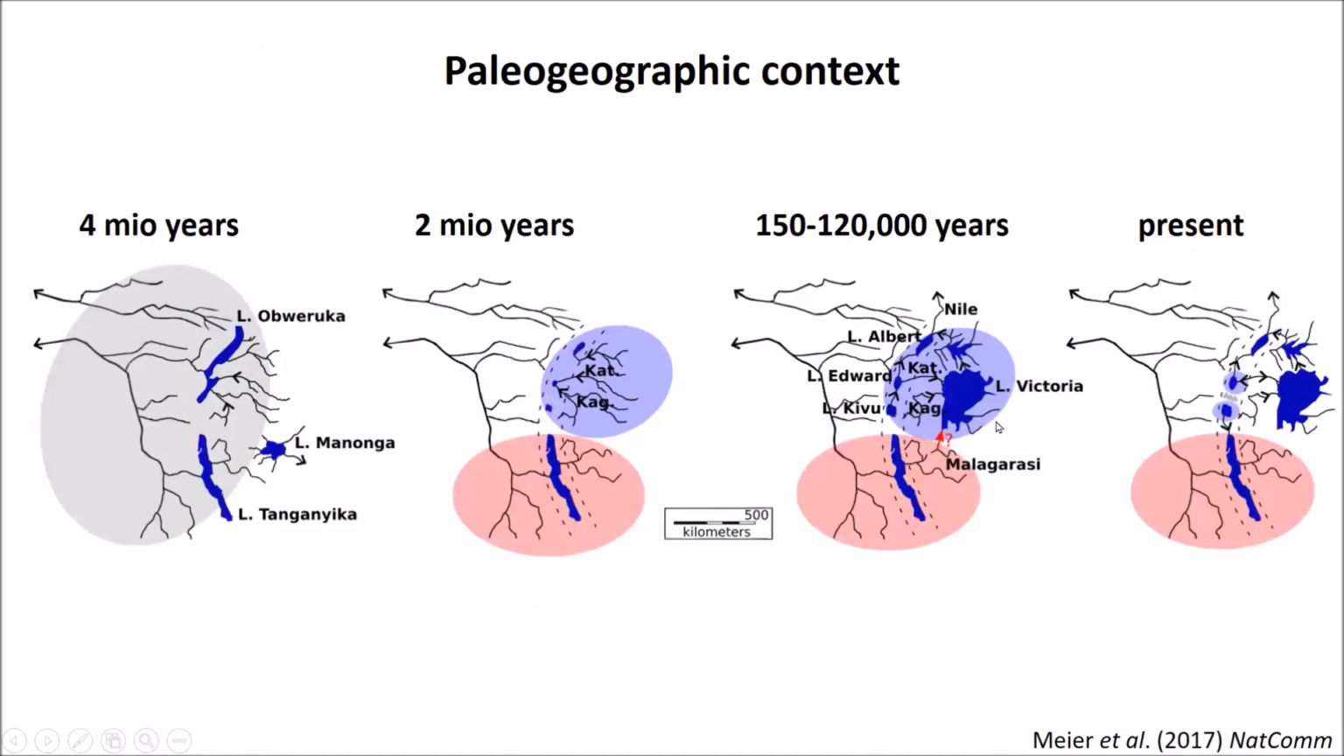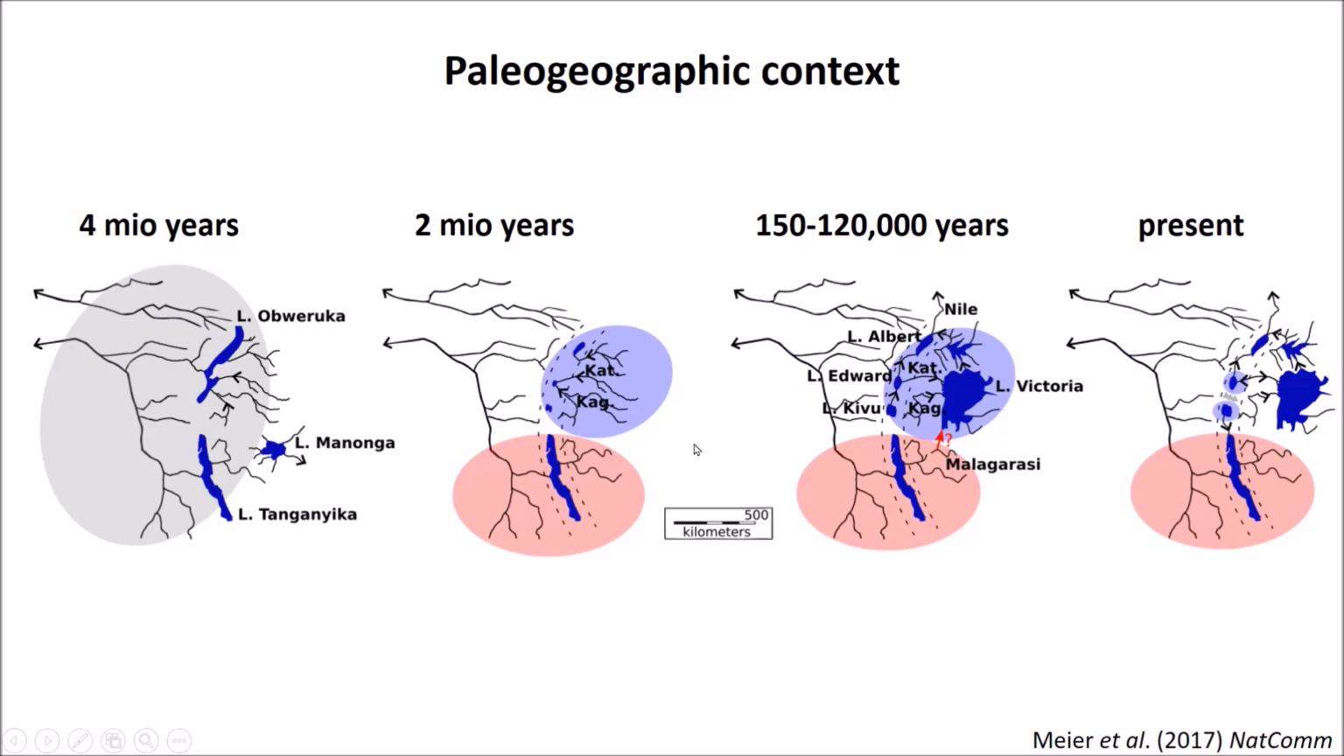And these dates fit quite nicely. Again, the paleogeographic context also has quite large confidence intervals, but it fits more or less the knowledge we have about how the drainage systems were connected or disconnected. About 4 million years ago, when the Upper Nile and the Congolese lineage were not yet split, there was basically one drainage system in this region of the Lake Victoria region.